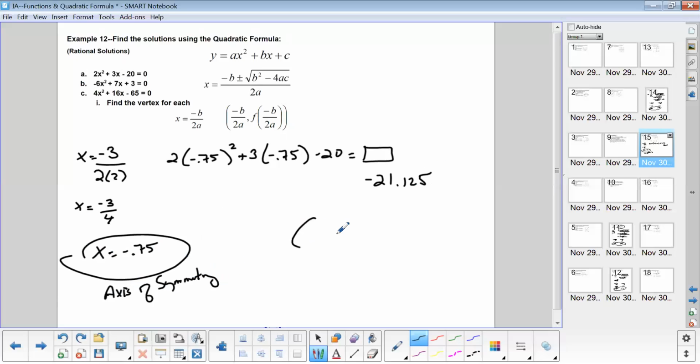And the vertex, the x part, is your axis of symmetry. When you substitute that in for x and hit enter to get a result, and you can do that on the calculator as well, that will produce your vertex.